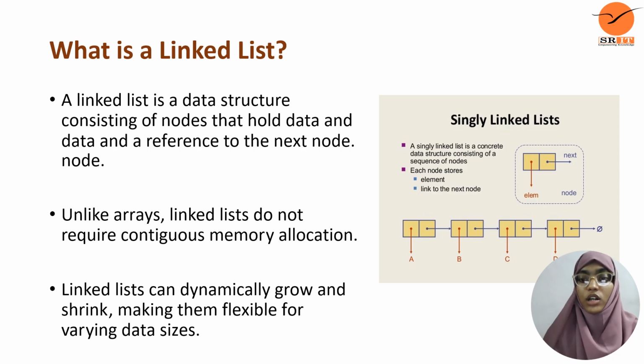Now let us know what is meant by linked list. A linked list is a linear data structure consists of nodes that hold data part and link part. Basically node contains two parts, one contains the data part and other one contains the link part. Linked list dynamically grow and shrink, making them flexible for varying data sizes.